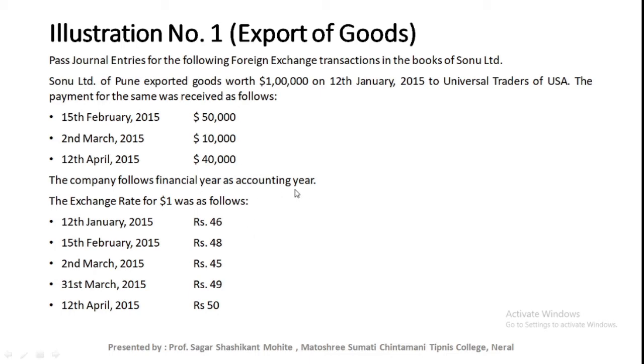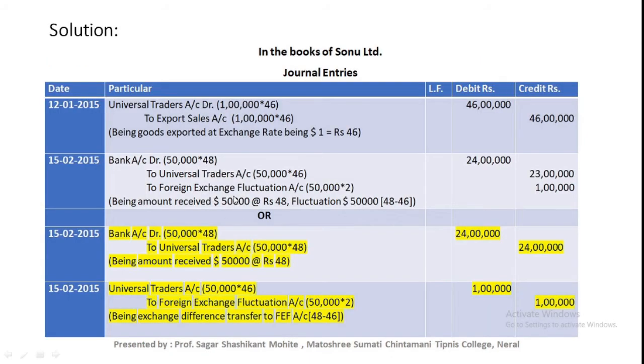Now let's see how to pass that journal entry. Here I have shown the journal entry in two ways: this is combined journal entry and this is separate journal entry. You are required to solve only one journal entry. That means you can pass it as combined journal entry or as separate journal entry. I have mentioned both types so that you will come to know how to journalize the transaction and how to post it to the ledger account, that is foreign exchange fluctuation account.